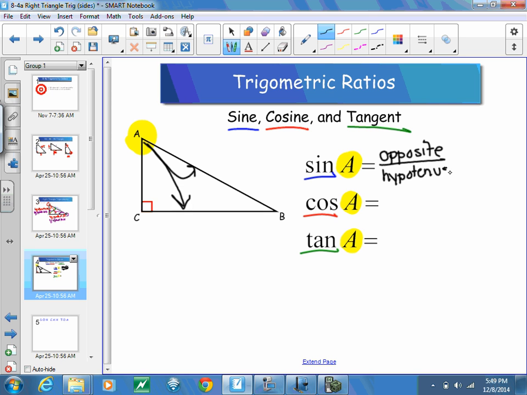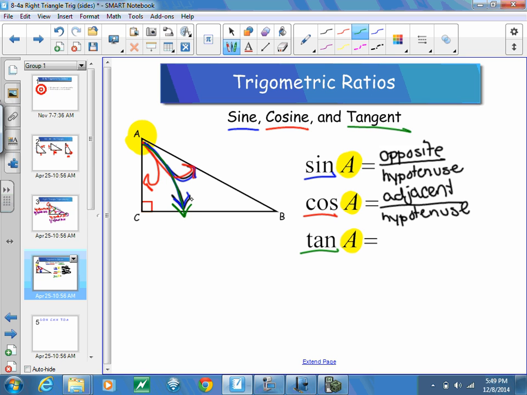When you talk about the cosine, I probably should have done all of this in blue so you can see the correlation between it. When I do cosine, it's not going to be opposite over hypotenuse, that's sine. We're going to take the adjacent side divided by the hypotenuse. So we're going to take adjacent and divide that by the hypotenuse. And then lastly, we have the tangent, which is going to take the opposite side over the adjacent side.